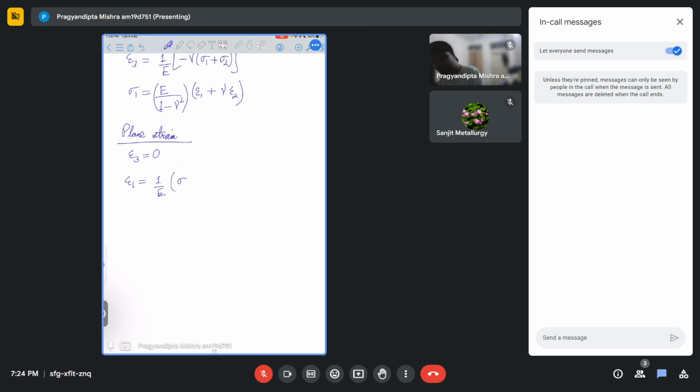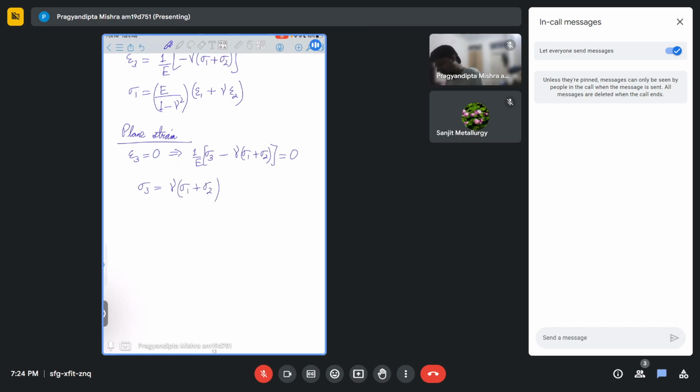1 by E sigma. Yeah, sorry. So before that, we can find this. So your 1 by E epsilon 3 minus mu times sigma 1 plus sigma 2 is equal to 0. Right. So essentially, your sigma 3 is equal to mu times sigma 1 plus sigma 2.